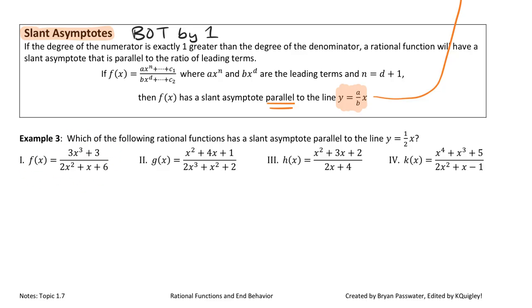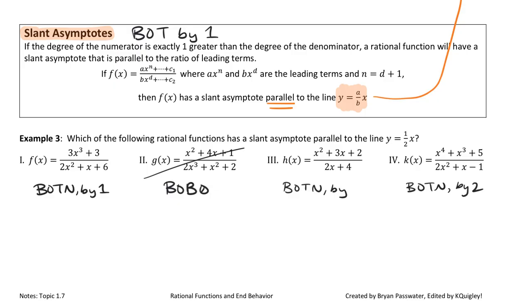How would you classify this graph? Bigger on top by 1. Okay, so we actually keep that one. Not that exciting. Okay, what about the second one? It's bigger on bottom. So can that one have a slant asymptote at all? Nah, goodbye. Bottom-heavy functions do not have slant asymptotes. They have horizontal asymptotes at 0. What about number 3? What kind of function is that one? Bigger on top by 1? Okay, cool. What about the fourth one? Bigger on top by 2. Do those have slant asymptotes? No, just bigger on top by 1.